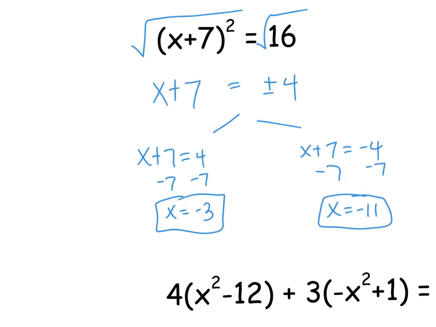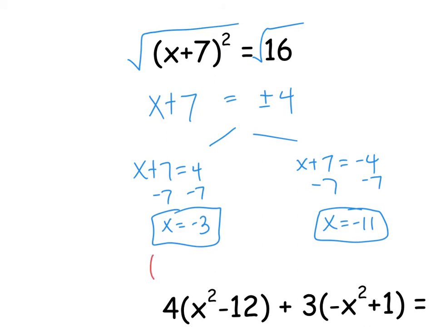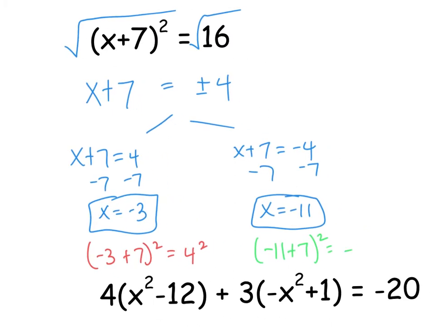To do that, we would do negative 3 plus 7 squared. Negative 3 plus 7 is 4, so that's 4 squared, and that indeed is 16. If you try that with negative 11, you should get the same answer. So you get negative 11 plus 7 squared. Negative 11 plus 7 is negative 4, and negative 4 squared is indeed 16. So it does check out. That's one way you can check your answers, by plugging them back in.